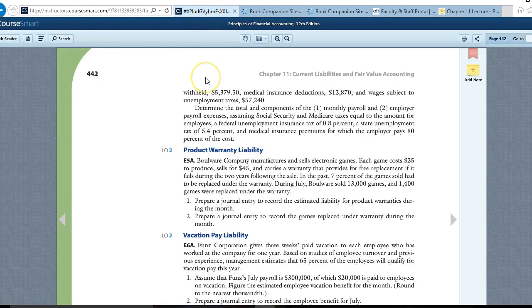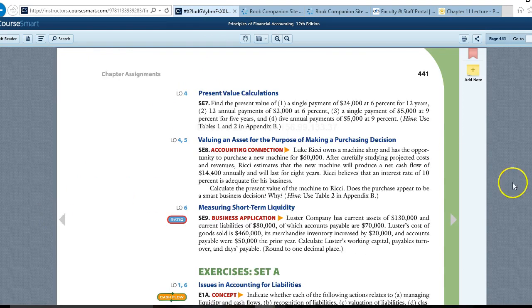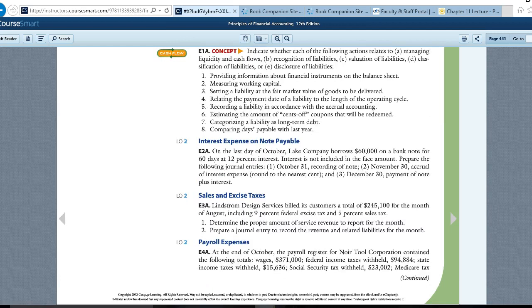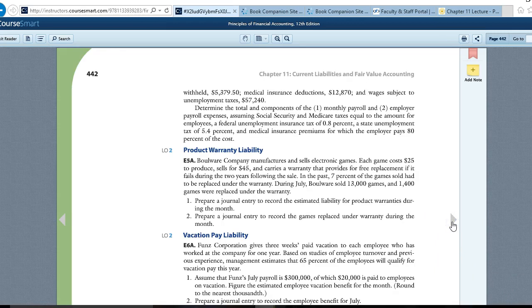So if we go back to the book and we see the various payroll, we need to show the total wages of $371, federal income taxes $94,884, state income taxes $15,636, Social Security taxes $28,002, Medicare taxes $53,7950, medical insurance deductions from the paycheck $12,870, and wages subject to employment taxes $57,240.